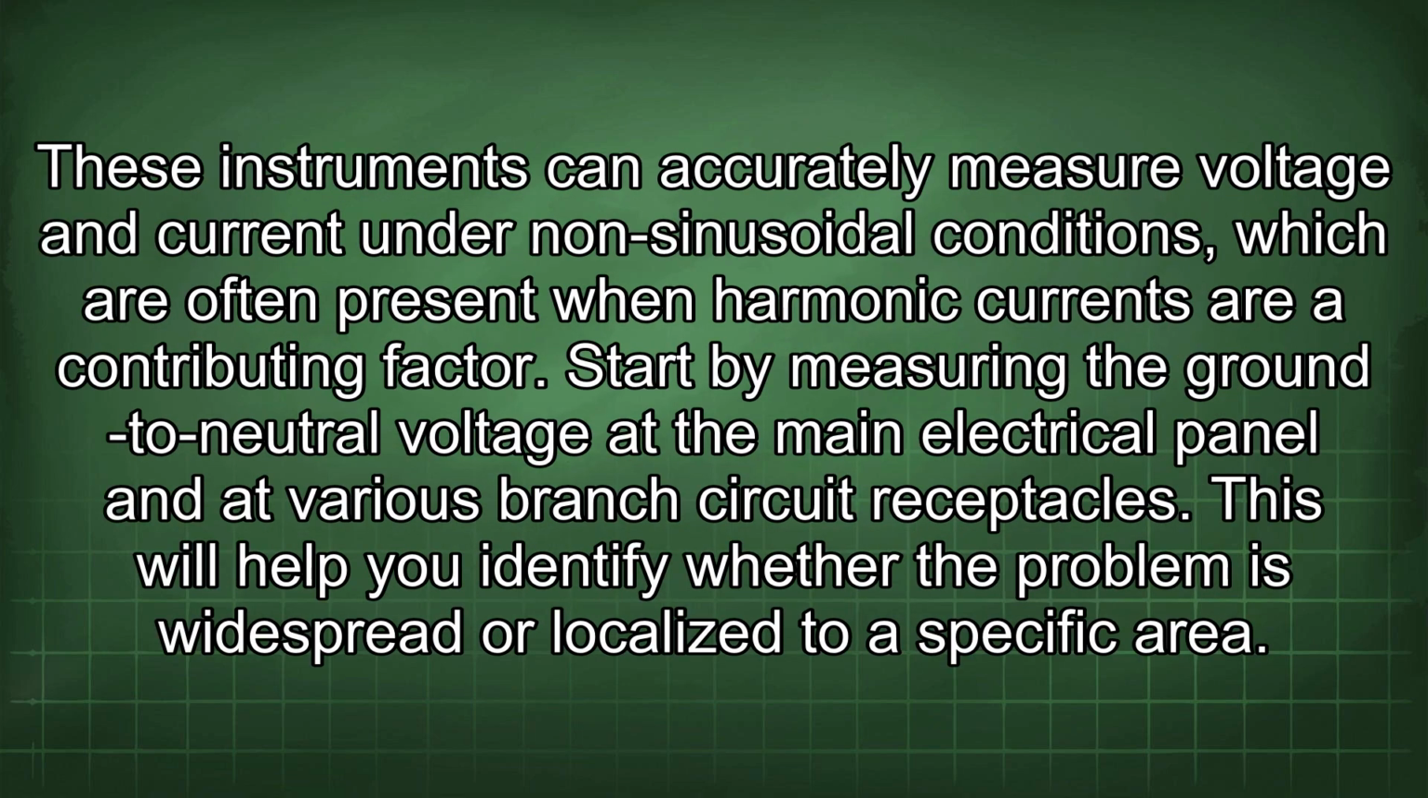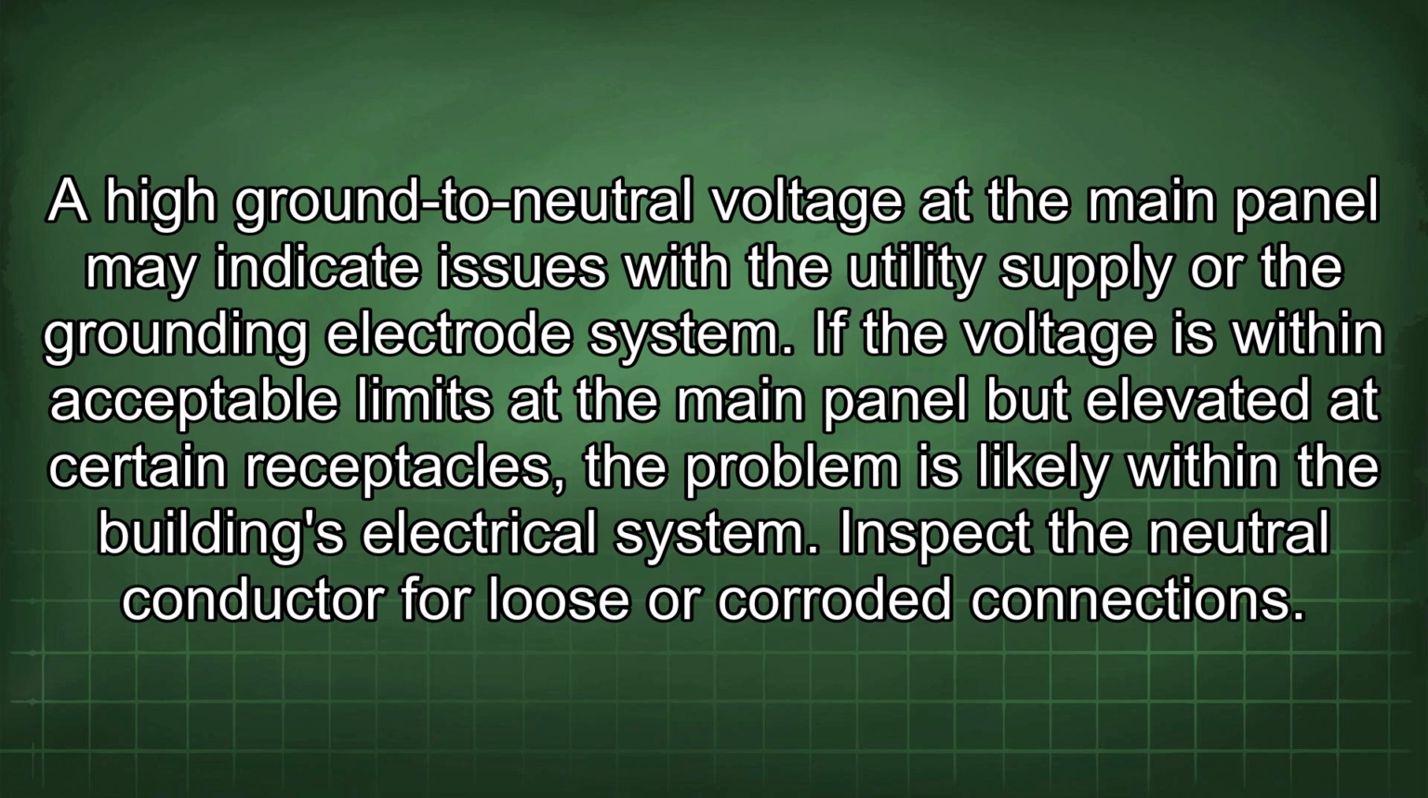These instruments can accurately measure voltage and current under non-sinusoidal conditions, which are often present when harmonic currents are a contributing factor. Start by measuring the ground to neutral voltage at the main electrical panel and at various branch circuit receptacles. This will help you identify whether the problem is widespread or localized to a specific area. A high ground to neutral voltage at the main panel may indicate issues with the utility supply or the grounding electrode system. If the voltage is within acceptable limits at the main panel but elevated at certain receptacles, the problem is likely within the building's electrical system.